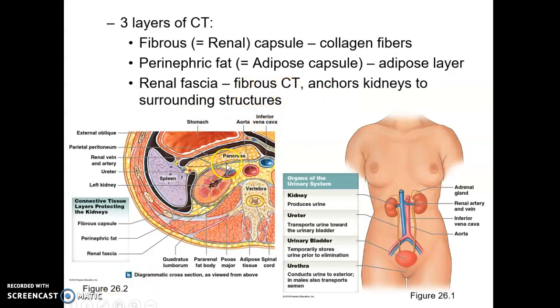So outermost here, I guess it looks like it's kind of blue or white in color. Okay, so right on the surface of the kidney, the renal or fibrous capsule. Then there's the perinephritic fat surrounding it in yellow. And then outermost would be the renal fascia.